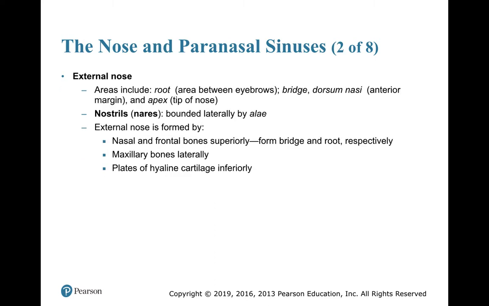The external nose includes the root, which is the area between your eyebrows, the bridge, the dorsum nasi, which is the anterior margin, the front margin, and the apex, which is the tip of your nose. The nostrils, more correctly referred to as nares, are bounded on each side by ala. And the external nose is formed from the nasal and frontal bones in the top, the bridge and the root, respectively, the maxillary bones laterally, and plates of hyaline cartilage inferiorly.